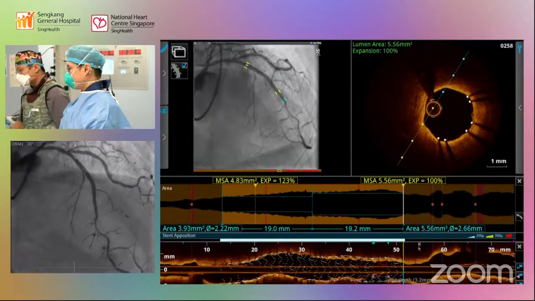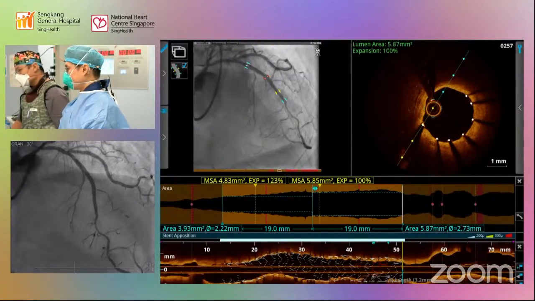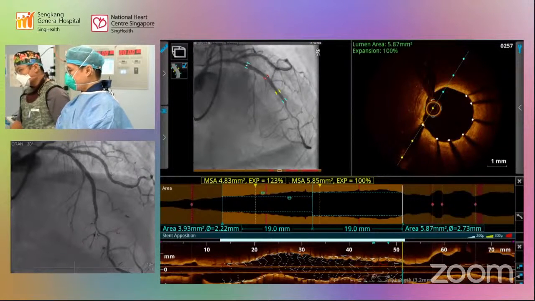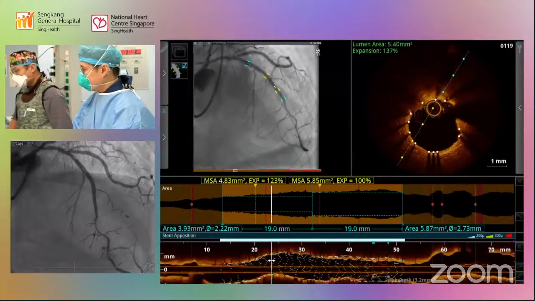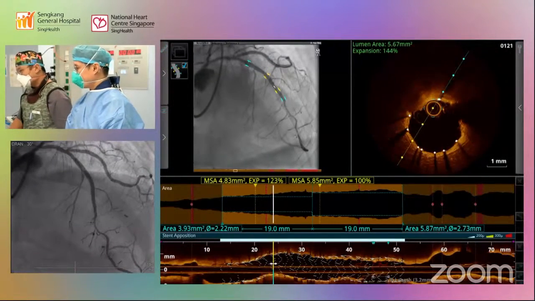So in this case, it's 100%, which means that our stent is well expanded. Likewise, in the distal half, it will take the MSA in that distal half of the stent and compare it with the distal stent edge. And as you can see here, it's 123%. So that's again very good. So we are aiming for more than 90%, ideally, more than 80% if you really cannot do any better.